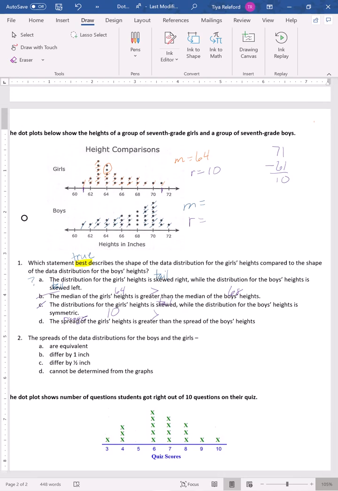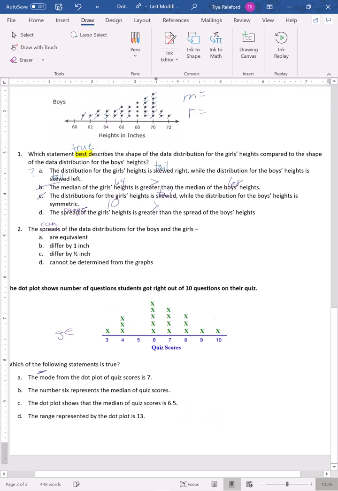Now, number 2 says the spreads of the data distribution for the boys and girls. Spread means range. Are they equivalent? Do they differ by 1? Do they differ by 1/2? Or can you not tell? I'm telling you that you can tell. And we've already done it. So you just have to choose which answer is correct.